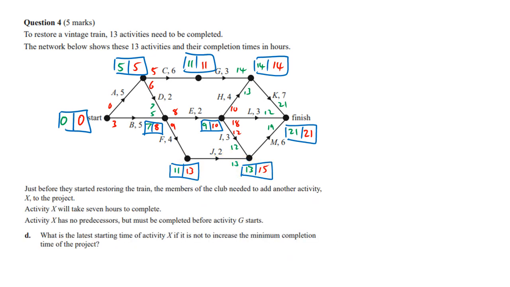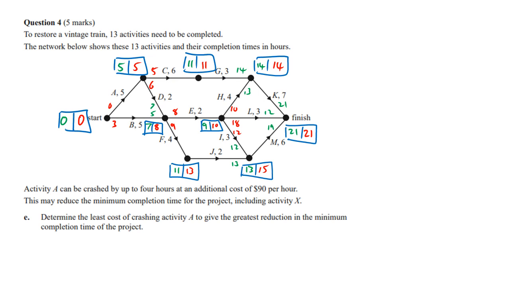Okay, we're adding a new activity X that has no predecessors but must be completed before activity G starts. So you've got some sort of weird activity diving in here called X, 7. And if you think about it, the path to get to G is this one, which takes 11, but you've only got 7. So what is the latest start time of activity X? Well, you've got a float of 4, because that's the difference between these two. So it is 4 hours.